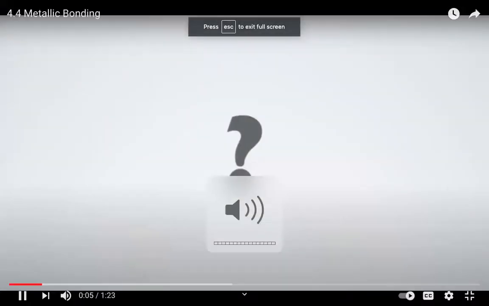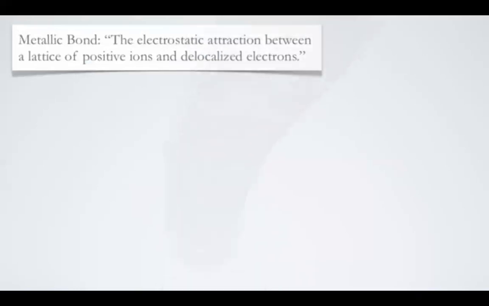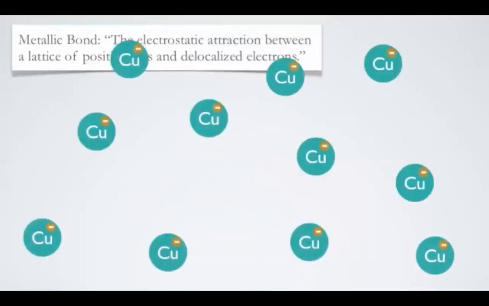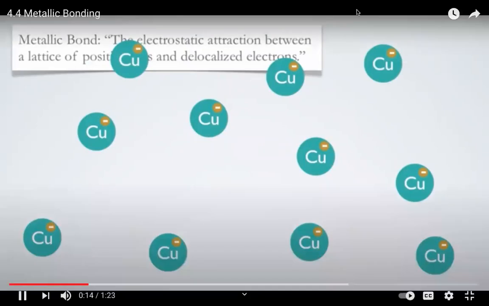Definition of a metallic bond from our overview video? Well, let's see it in action. Here we have a bunch of copper atoms. Metals, they have a medium electronegativity.